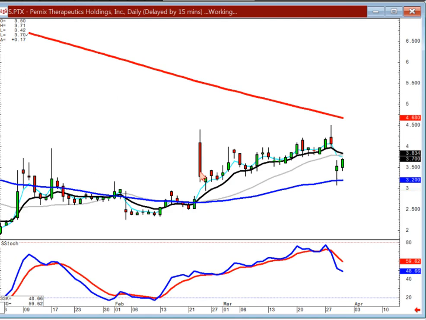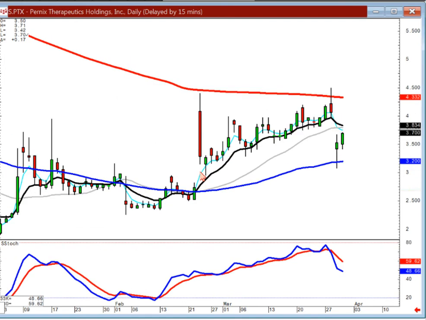PTX. I'd be someplace else. Oh, is it an island reversal? No, it's a gap down. Yeah, I wouldn't be long or short. Well, you can't be short this because of the below $5. I'd probably be trading something else.